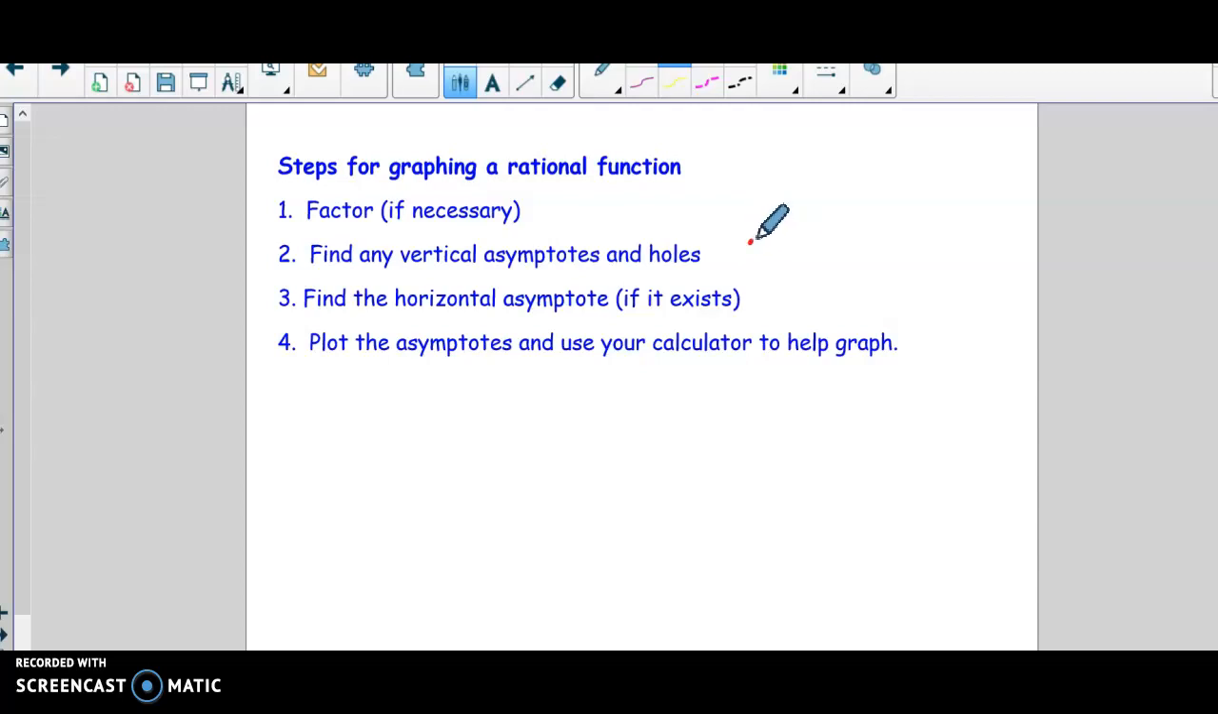And in those we just set the denominator to be 0 and figured out those breakpoints, like what would create a divide by 0 situation. So that's how you find vertical asymptotes or holes. Horizontal asymptote, you'll have a chart later for your notes here that'll show you how to do that. And then once you have those, you plot the asymptotes and use your calculator to help fill in the rest of the graph. In this first video, I'm just going to review, right? So this is kind of just a review from yesterday of how to do vertical asymptotes and holes.